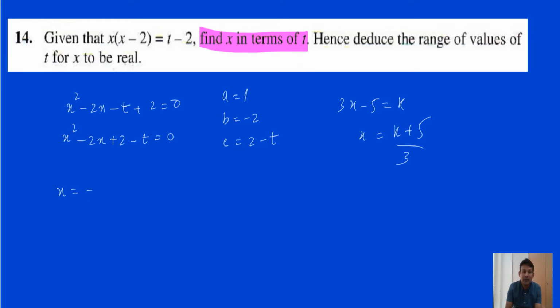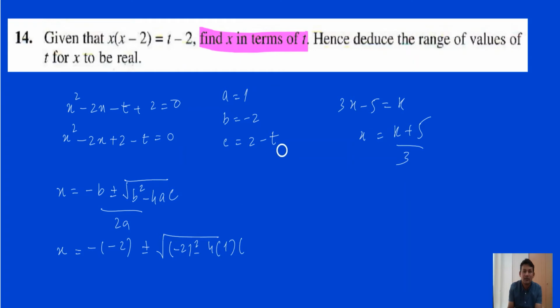Minus b plus minus under root b squared minus 4ac, divided by 2a. Just put in the values. x is your subject. Minus b means minus of minus 2, plus minus under root b squared is minus 2 squared, minus 4 times a is 1 and c is 2 minus t.